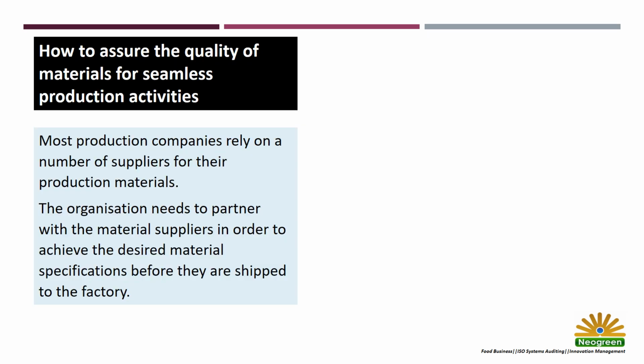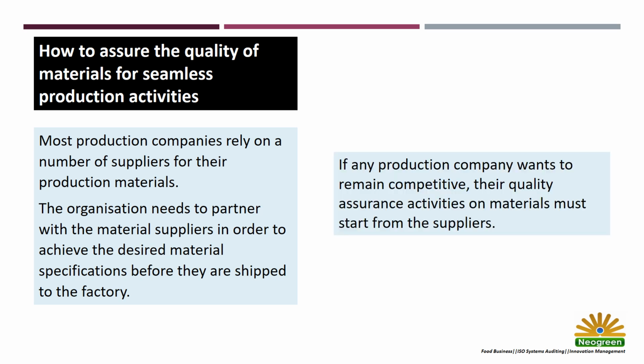How to assure the quality of materials for seamless production activities. Most production companies rely on a number of suppliers for their production materials. The organization needs to partner with the material suppliers in order to achieve the desired material specification before they are shipped to the factory. If any production company wants to remain competitive, their quality assurance activities on materials must start from the suppliers.